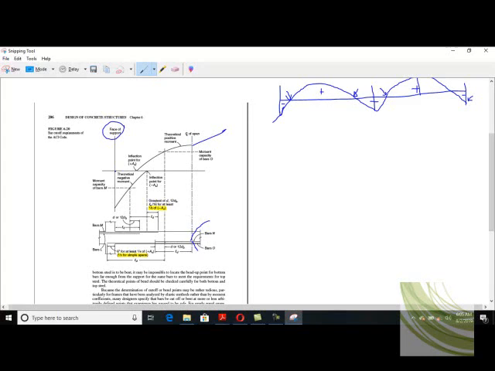Clear? Now you need to extend your whole bars for a distance of LD. You can see that this distance is equal to LD, both to this side and to this side as well. Your full bars must be extended from the peak point to the left and to the right for a distance of LD. Clear?